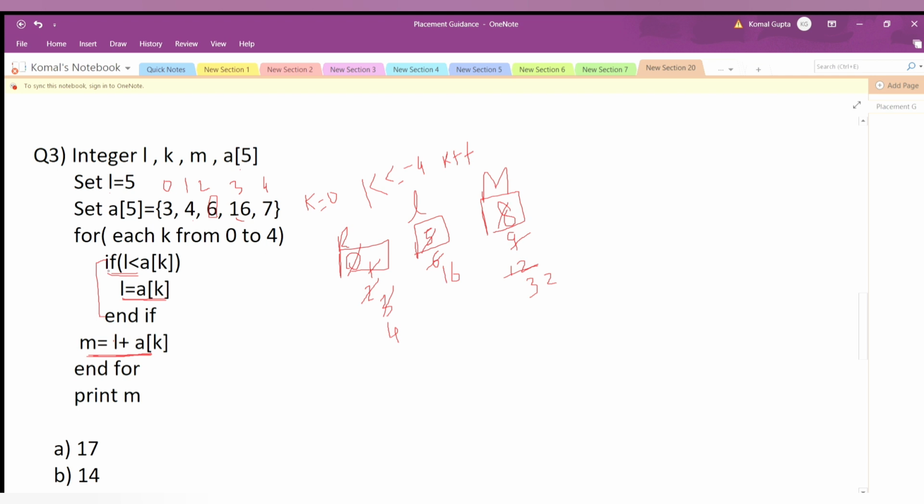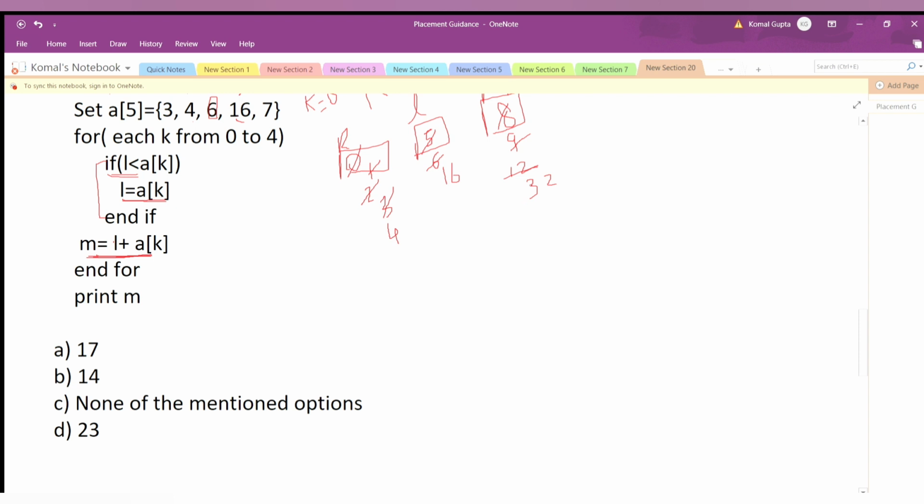What we will check, if L, the value of L is 16 and the value of k is 4. So a of 4 is 7. Is 16 less than 7? No, false. So we will not go inside this if condition. Now we will change the value of m. M is equals to L plus A of k. The value of L is 16 and A of k is 7. So 16 plus 7, it will be 23. So the value of M is 23 now. So we have 23 in our option as option D. So we will mark our option D as our answer.